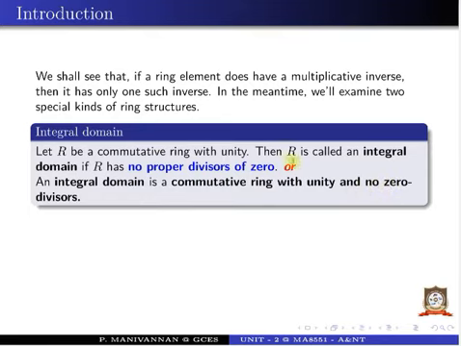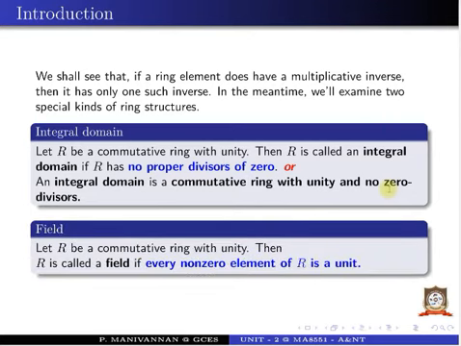That means no proper divisors of 0, also called no zero divisors. It is called an integral domain. An integral domain is a commutative ring with unity and no zero divisors. Then another ring structure is the field.